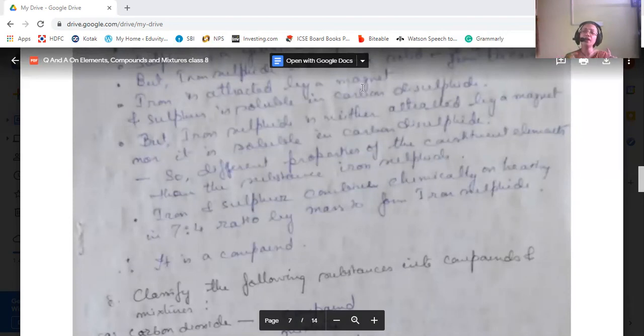Iron and sulfur combine chemically on heating in the ratio of 7:4 by mass, forming iron sulfide. So it is a compound.